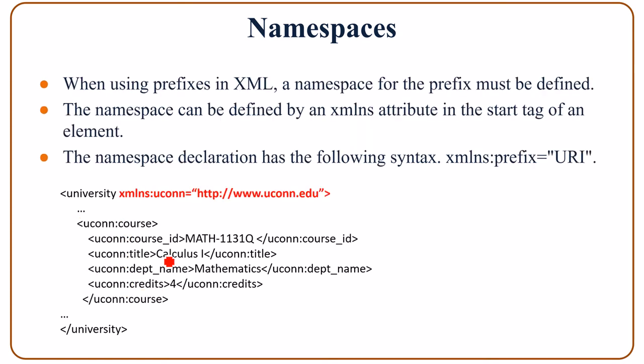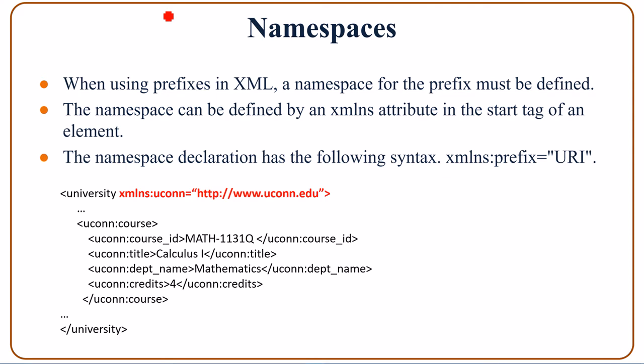In order to do so, we need to define a namespace for the prefix. The namespace is defined by using the XML NS. NS is for namespace. So we use the XML NS attribute in the start tag of an element. The namespace declaration has the syntax XML NS for namespace, colon, and then prefix, followed by the equal sign, and then a universal resource identifier.